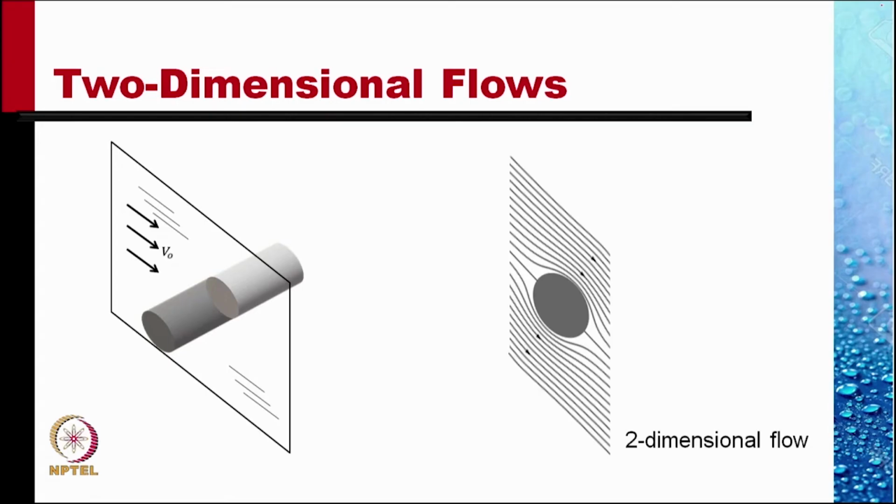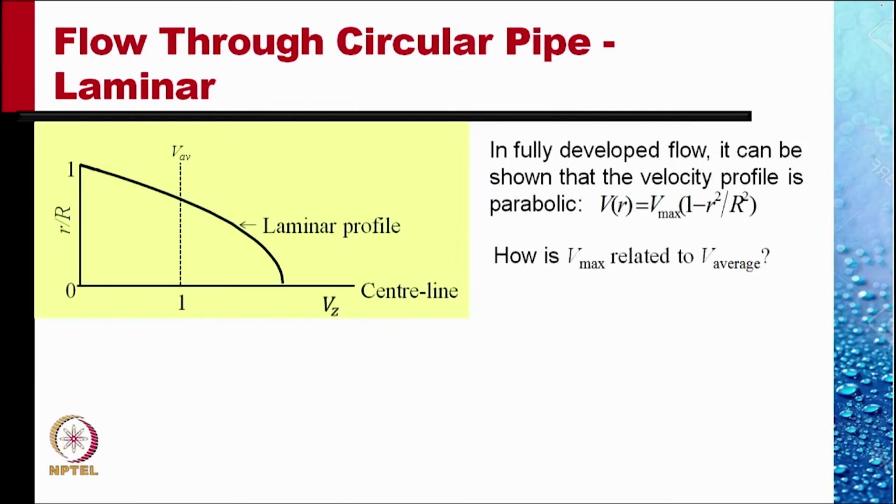So that's why velocity profile does not depend upon the third dimension. It's called a two-dimensional flow. In a circular pipe, and if the flow is laminar, the velocity profile is parabolic and is given as V is equal to V max into 1 minus r square by capital R square, where r is the distance measured from the axis in the radial direction and capital R is the radius of the tube.